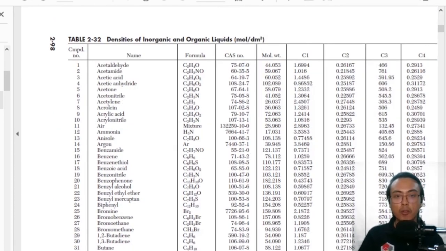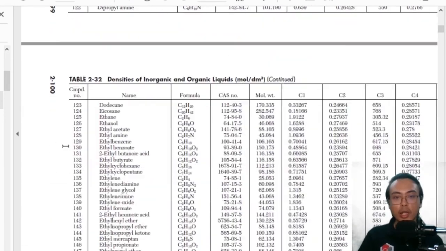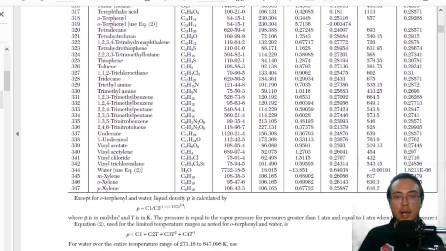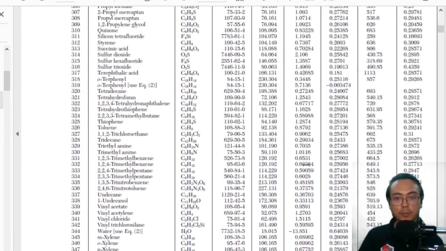This is your table for the densities of other organic and inorganic liquids besides water. So you can use this table as well. Okay? The way we use this table is you identify your compound. Let's use methoxylene as an example. For methoxylene, as you can see in this table, there are values of constants. Those constants are C1, C2, C3, and C4. So you just have to get the values of C1, C2, C3, and C4 for methoxylene. These are those values.